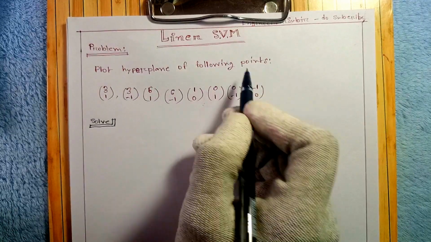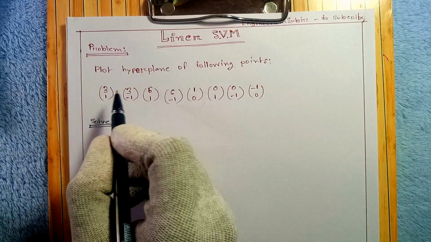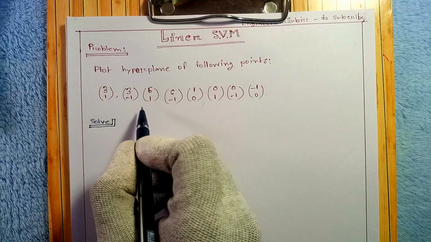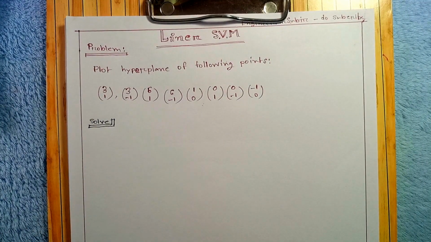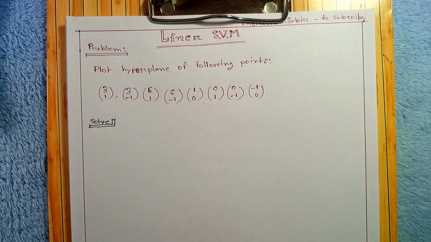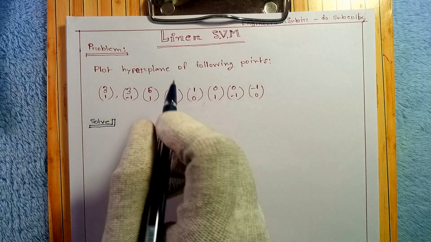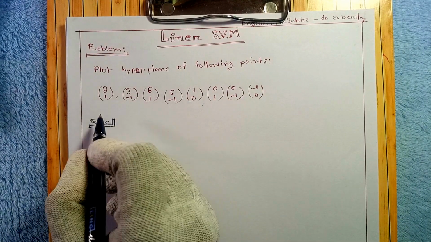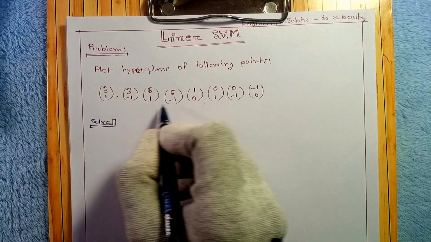So this is a linear SVM problem. The question is: plot the hyperplane for the following points. We have some points and we have to find the hyperplane. I am quite sure that if you watch this video, you will be able to answer every question related to linear SVM. Let's start. At first you have to find the graph for these particular points.